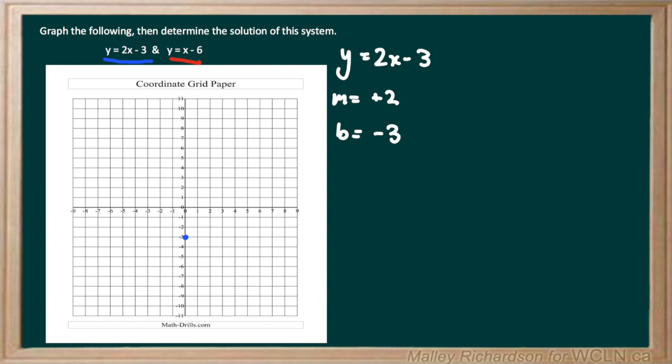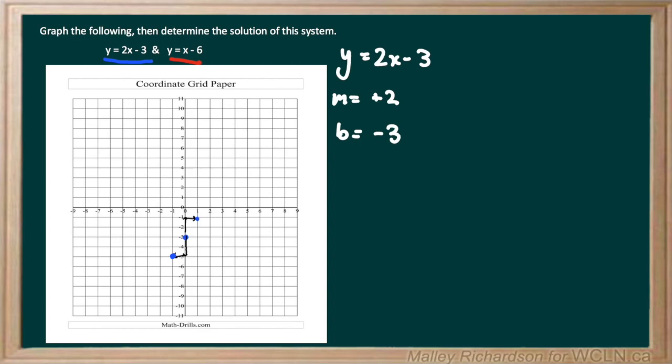Our slope is positive 2, so that means we can go up twice and to the right once, or we can go to the left once and down twice. So let's do it both ways. The first way is up twice and to the right once, and then the second way is down twice and to the left once. So as we can see, we have two dots, one up here and then one down below here.